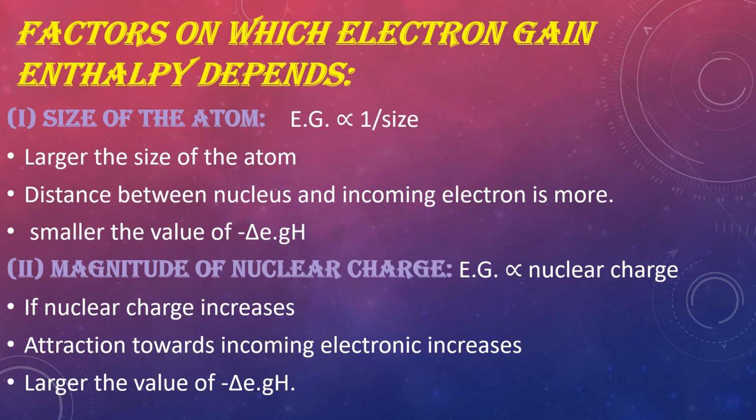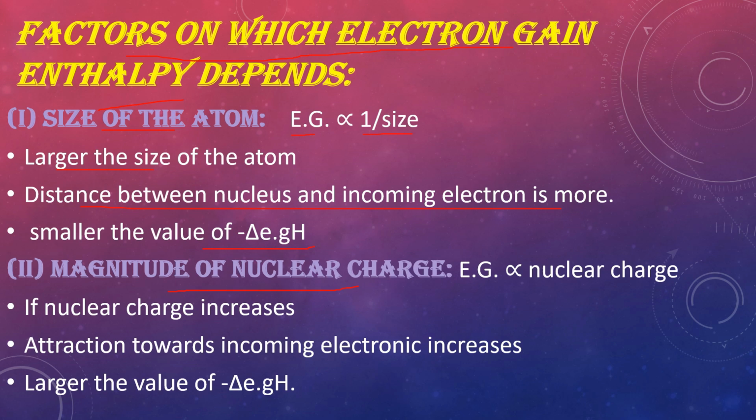Now the next is the factors on which electron gain enthalpy depends. First is the size of the atom. Now you know that the more the size of the atom, the more the distance between the nucleus and the incoming electron, and hence it has less tendency to accept electrons, so smaller will be the negative value of the electron gain enthalpy. Or you can say that the electron gain enthalpy is inversely proportional to the size of the atom. Now the next is the magnitude of the nuclear charge.